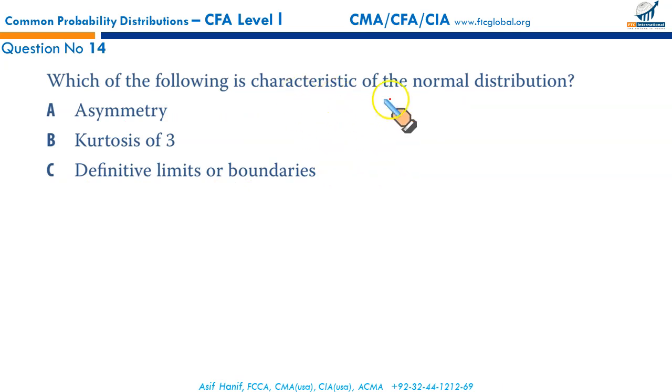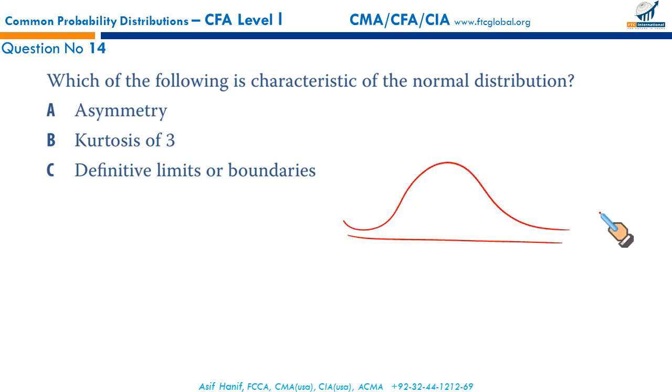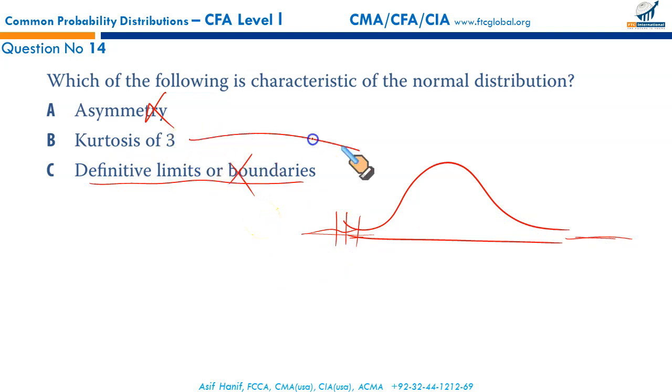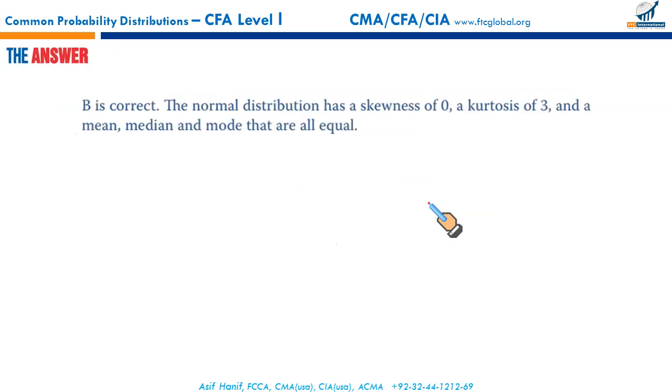Which of the following is characteristic of normal distribution? We have read this quite a lot of times. This is the normal distribution. It is not asymmetric, rather it is symmetrical. This is incorrect, it has definitive limits on the boundaries. No, there is still some data at the tail, so we can't say that's where the boundary ends. It doesn't have definitive limits or boundaries. What we are sure of is that it has kurtosis of 3.